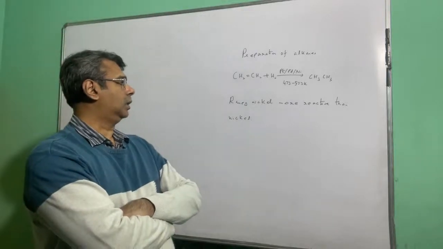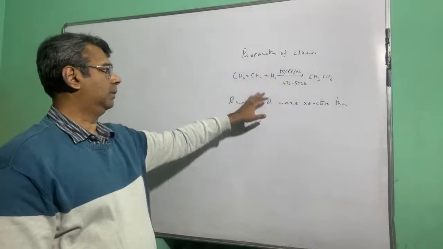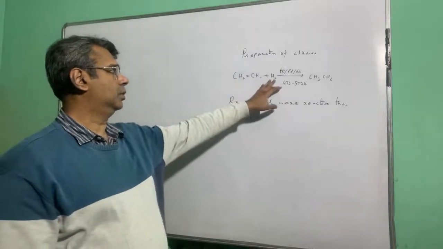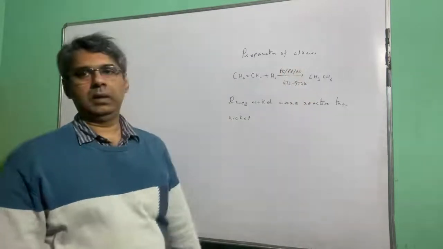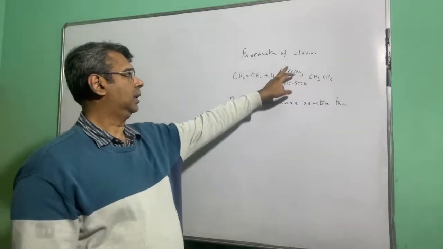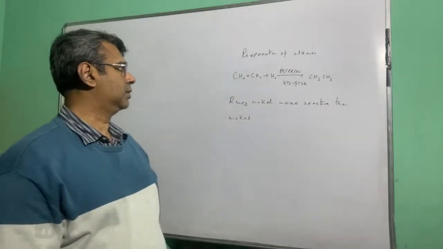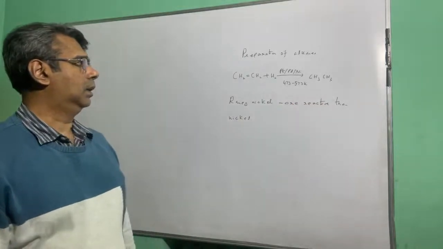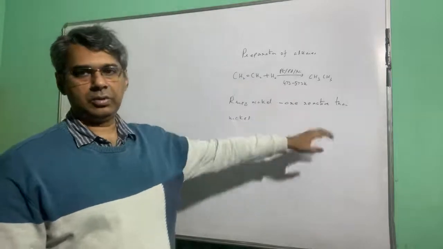So first of all, preparation of alkanes. Suppose there is one alkene, CH2 double bond CH2. You react it with hydrogen and the catalyst is either platinum or palladium or nickel. CH2=CH2 plus H2, with Pt, Pd or Ni, at a temperature of 473 to 573 Kelvin. Under these circumstances you will get alkane. The alkene is being reduced to alkane.